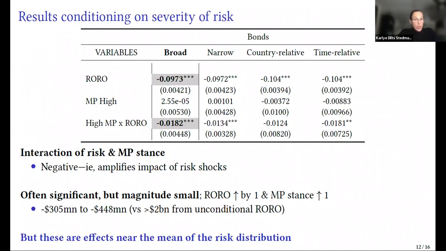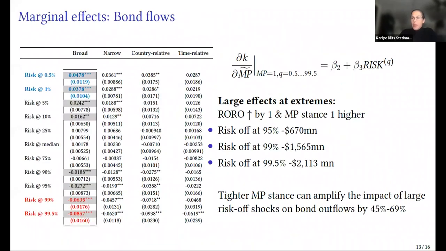However, it's important to mention that the magnitudes are not overwhelming. Using our preferred index, high macropru countries experience about 20% higher bond outflows. However, this is from a one unit shock, which, as I showed you in the time series, is within the interquartile range of the risk distribution. And as a reminder, the crisis moments that we've been thinking hard about of late correspond to shocks of more than five standard deviations. So what we want to know is what happens outside of the normal range of risk shocks. And so this brings us to our marginal analysis.